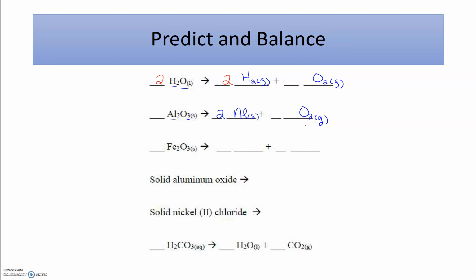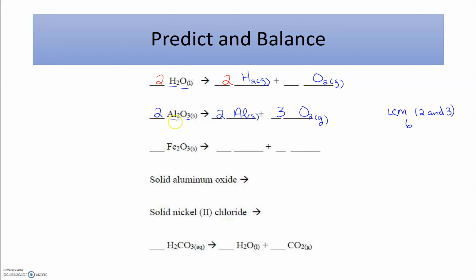And so I can't split an oxygen molecule, so I need to find that common multiple between 2 and 3. And in this case, the lowest common multiple between 2 and 3 is 6. And so what I can multiply 2 by to get 6 is a coefficient of 3. So now I've got 6 oxygens on my product side, and I'm going to need a coefficient of 2 in front of the aluminum oxide so I can have 6 oxygens on my reactant side.